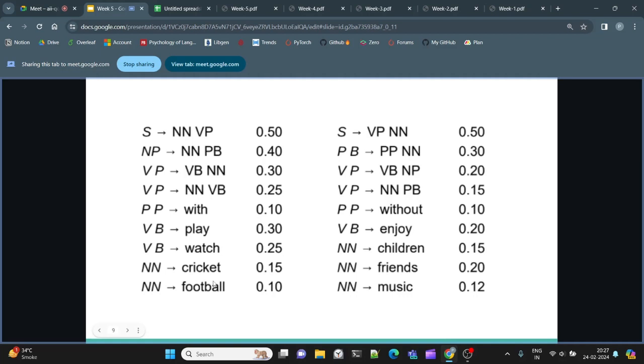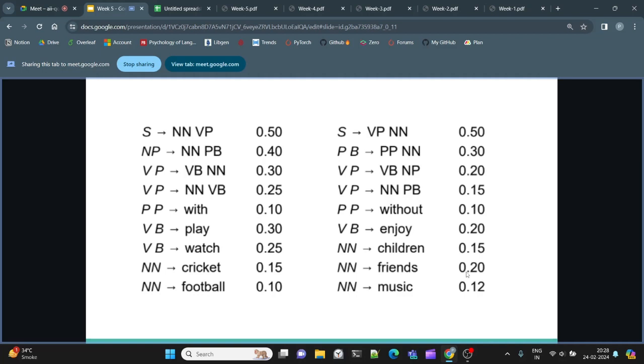It means that NN could derive any of those words. But in probabilistic context free grammar, you can see NN deriving cricket, NN deriving football, and NN can derive all these other things as well. All these probabilities should add up to 1, wherever the left hand side is the same, NN deriving something. It could be children, friends, music, cricket, football. I hope I'm not missing anything. All these probabilities should add up to 1.